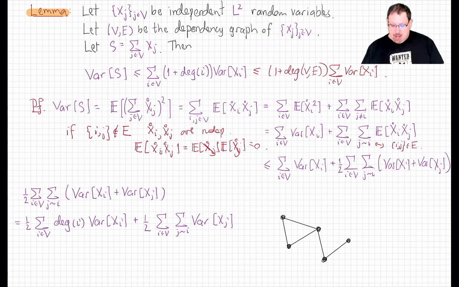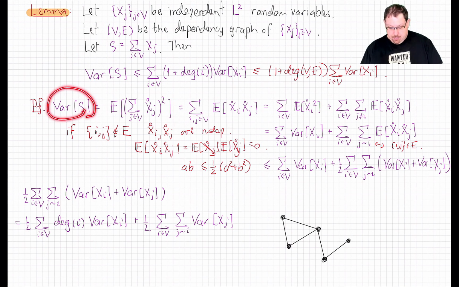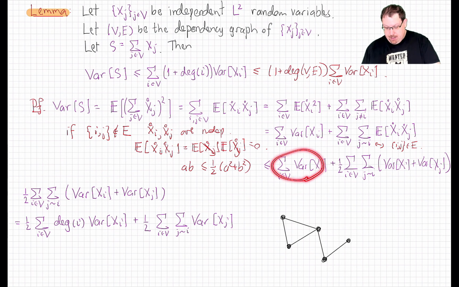Now we're supposed to get a bound in terms of variances of individual terms, but we still have here an expected value of a product of different terms. But for that, we can just use the arithmetic geometric mean inequality. In other words, just the fact that for any two real numbers a and b, the product a times b is less than or equal to 1/2 the sum of the squares of a and b. And so this is less than or equal to 1/2 the sum of the variance of Xi and the variance of Xj.